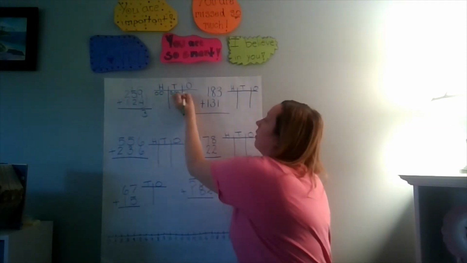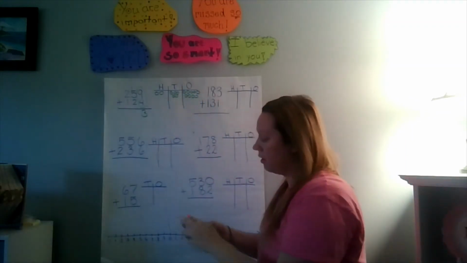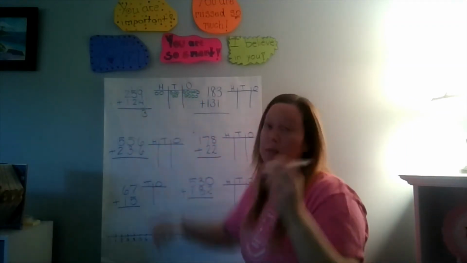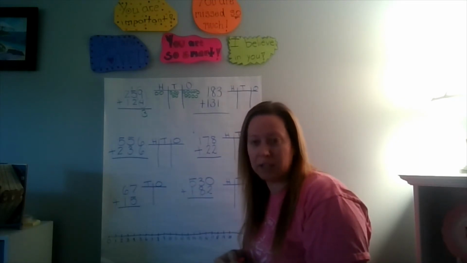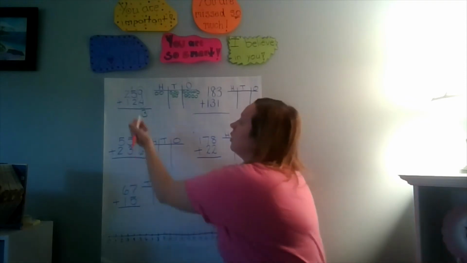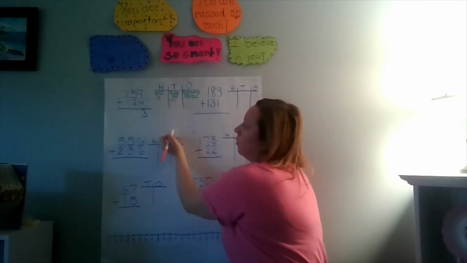1, 2, 3, 4, 5, 6, 7, 8, 9. Now we're adding our others. I'm going to do mine in a different color, pink, just so you can see the difference. You can do it all, obviously, in a pen or pencil. It doesn't matter. So I have 100, 20, and 4.